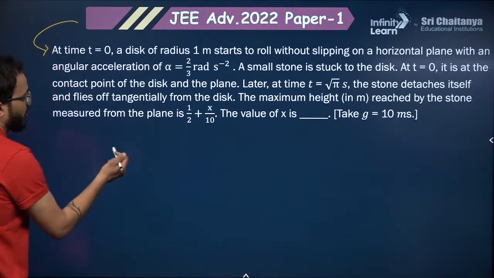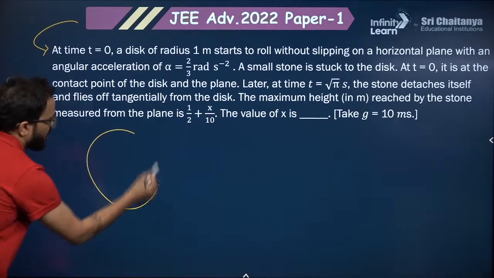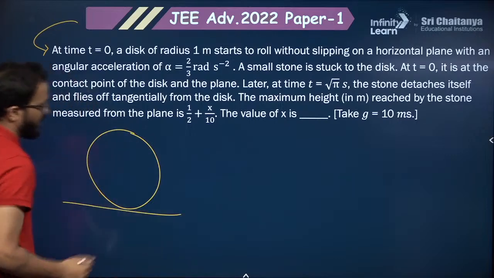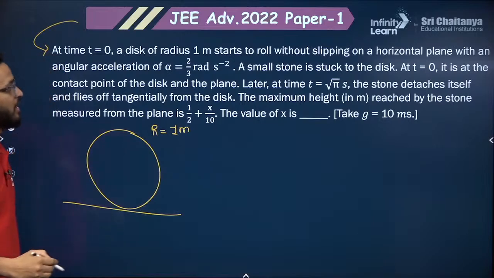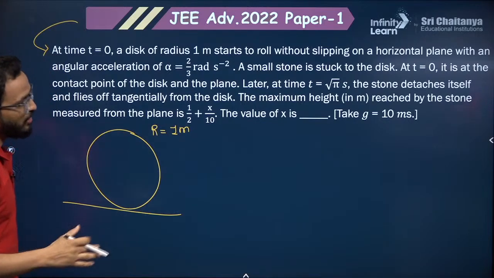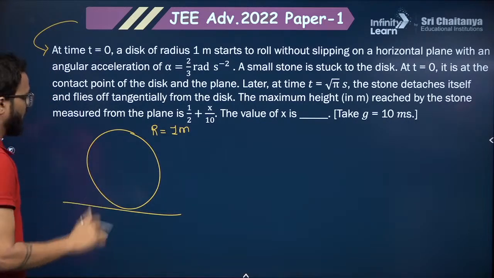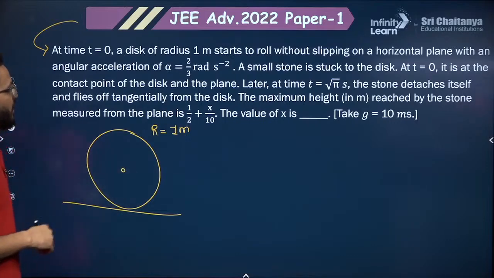At time t equals to 0, a disc of radius 1 meter. So this is a disc, and radius is how much? Radius is 1 meter. Starts to roll without slipping on a horizontal plane. Okay, so it is rolling. Fantastic. Alpha is given to us.